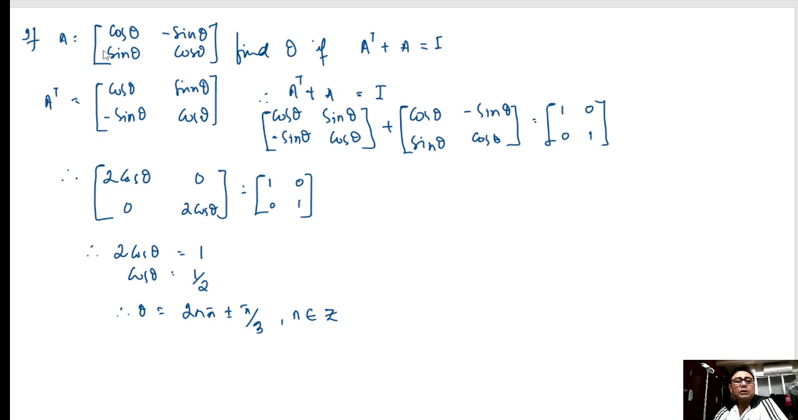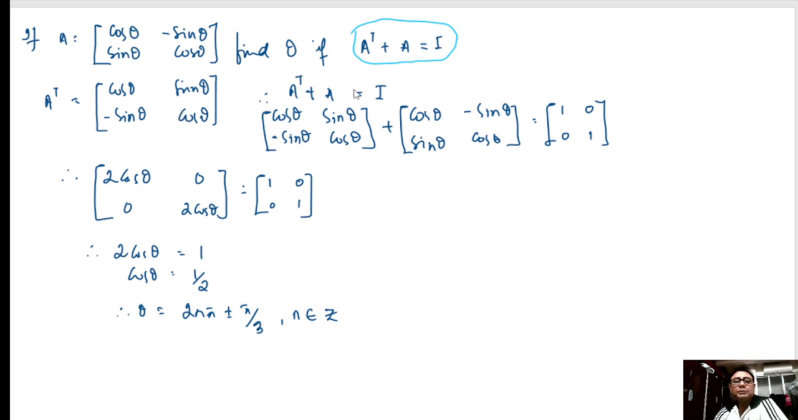A equal to cos theta, minus sin theta, by sin theta and cos theta. Find theta if A transpose plus A is equal to I. This is what is given. A transpose plus A is equal to I. So what is A transpose? The first row will become the first column. The second row will become the second column. Okay, this is what we have to show in the transpose. So this is the A transpose.